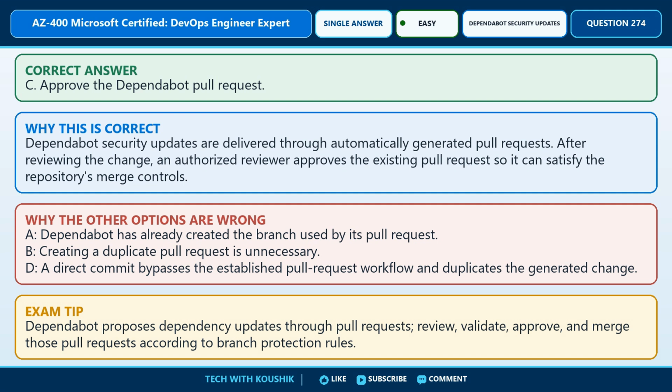A. Dependabot has already created the branch used by its pull request. B. Creating a duplicate pull request is unnecessary. D. A direct commit bypasses the established pull request workflow and duplicates the generated change. Exam tip. Dependabot proposes dependency updates through pull requests.